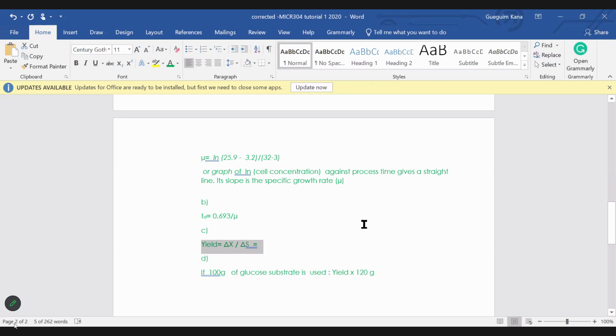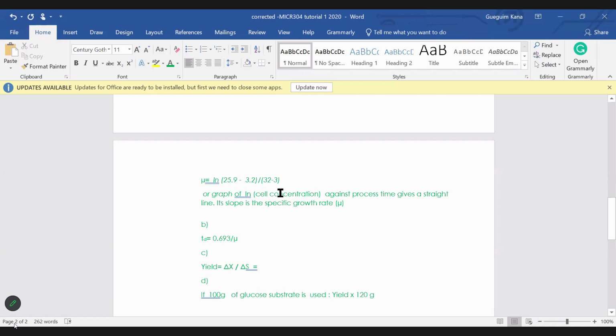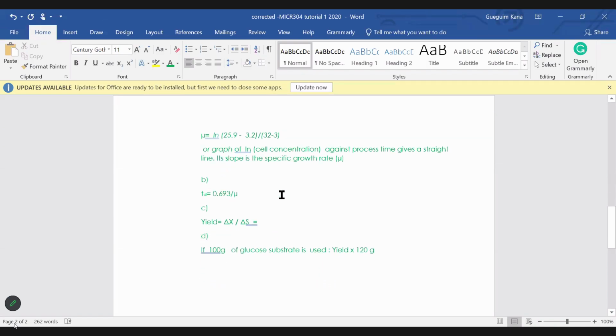The simplest calculation was the last one. Here they said if 100 grams of glucose were used, what would be the mass of cells, the biomass produced? We simply multiply the yield obtained here by the amount of glucose. If they say 100 grams of glucose, we replace it here with 100 grams of glucose and multiply by the yield to have an idea of the mass of cells or the biomass that will be achieved.